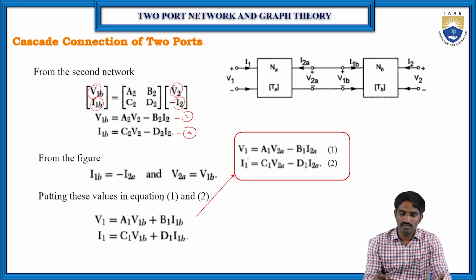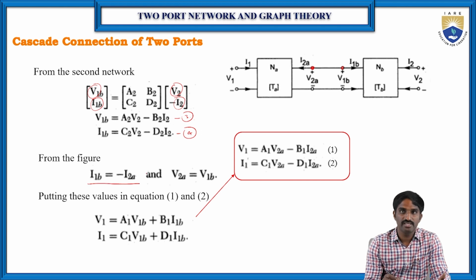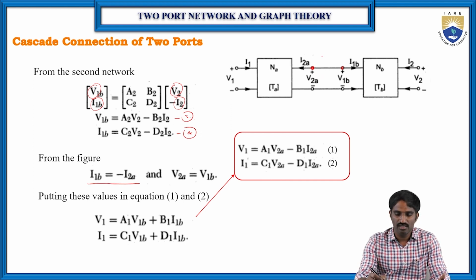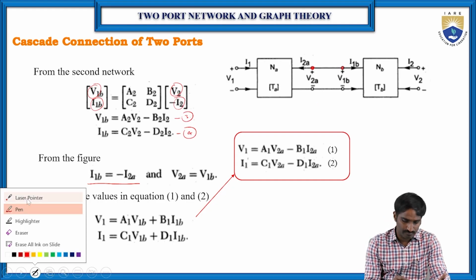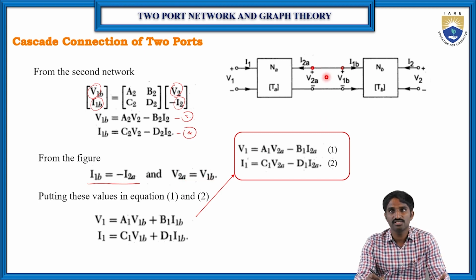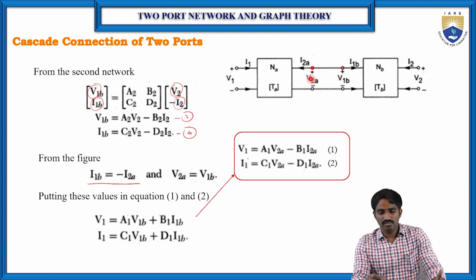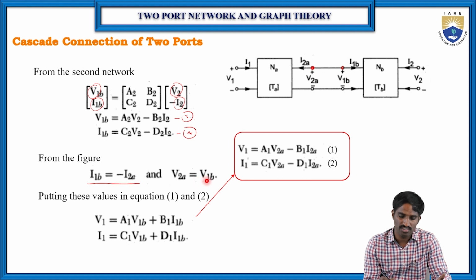From the figure, we can see that the currents are both connected to this terminal, which means the current flowing through it is the same, but the directions are opposite. So I1B is equal to minus I2A. We can make this relation from this network, right? Then similarly, V2A is equal to V1B, because the voltage across these two terminals is the same. The voltage across the output terminals of network A is V2A, and the input voltage for network B is V1B.